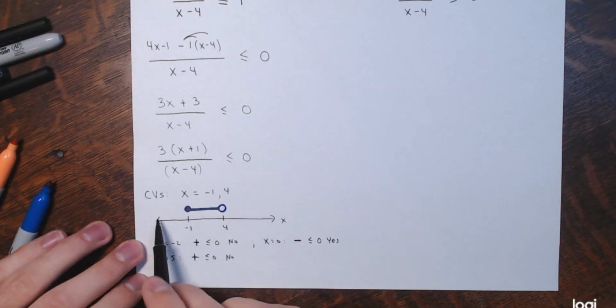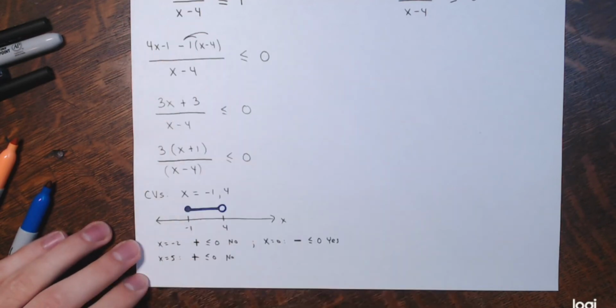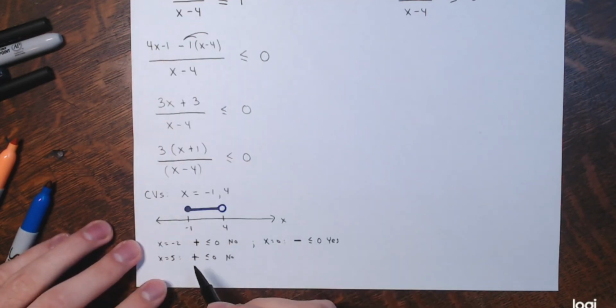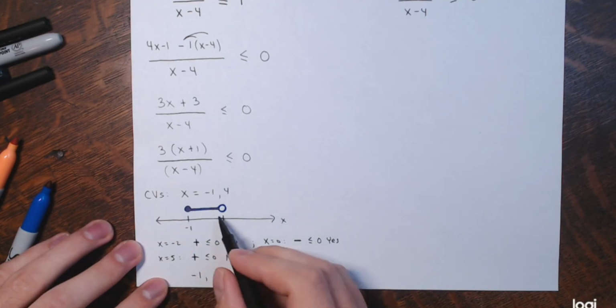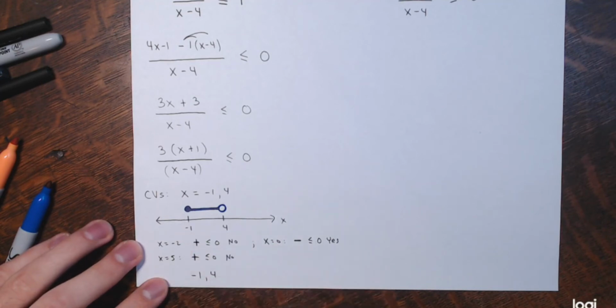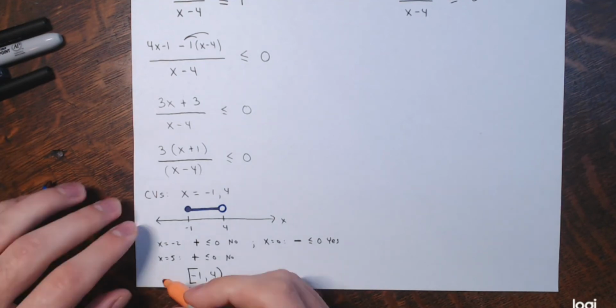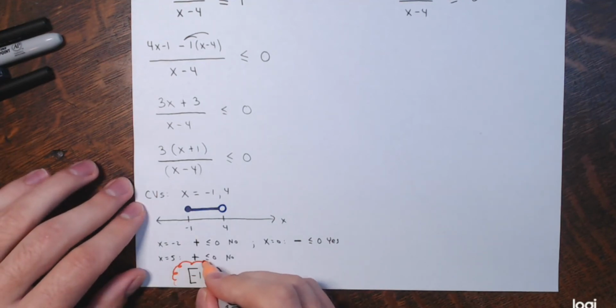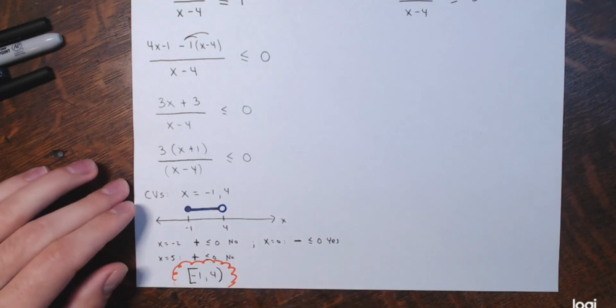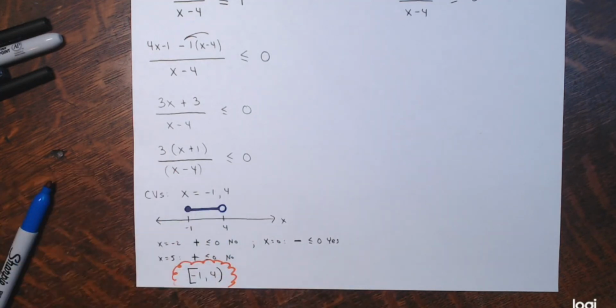So there's a graph of all the solutions of these inequalities. And in interval notation, this is from -1 to +4. -1 comma 4. Bracket on the -1, because -1 is a solution. Parentheses on 4, because 4 is not a solution. And that's what they're asking us for: the interval notation for the solution set of that inequality.